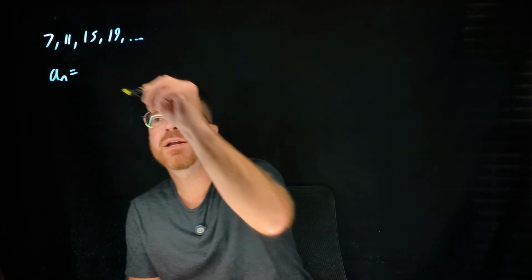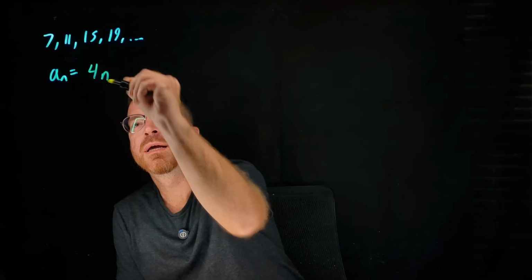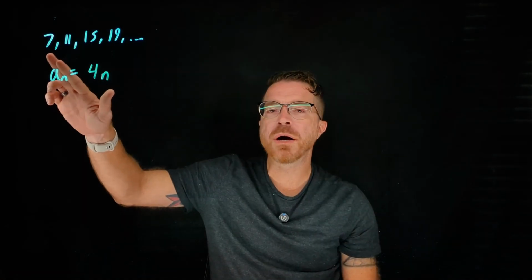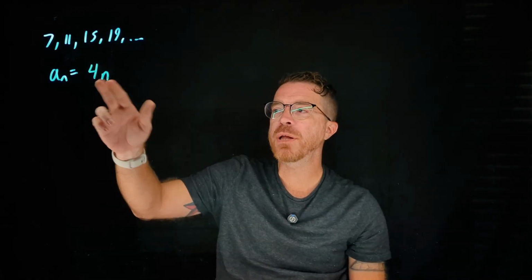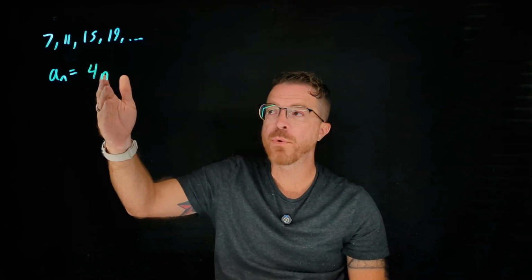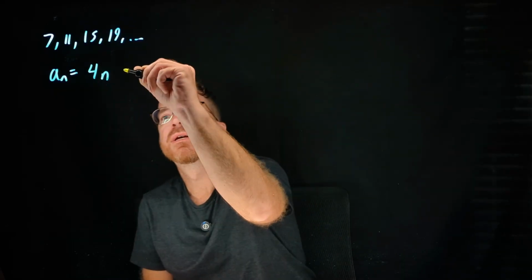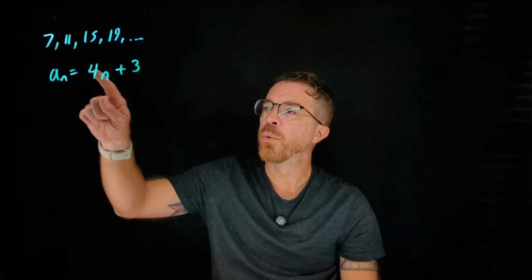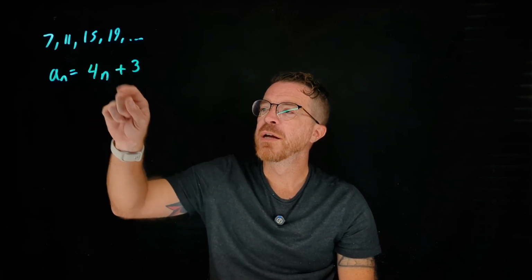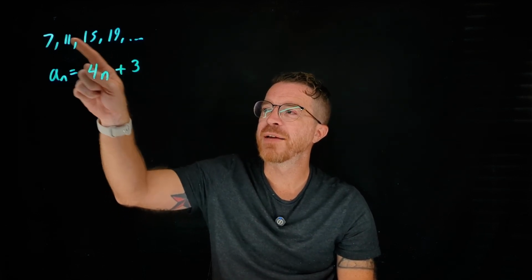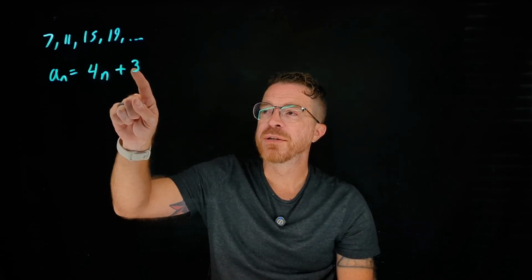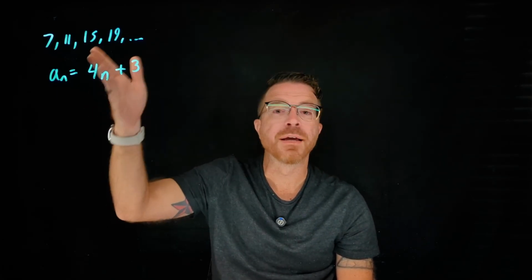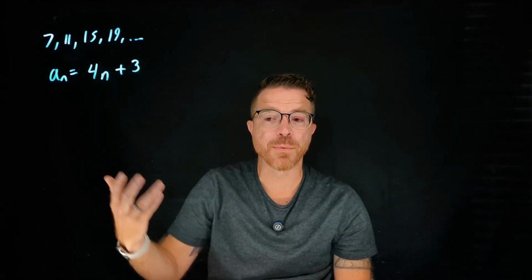So this means that I know that every step of the way, I should be going up by a factor of 4. And then I need to figure out, well, what would cause me to start at 7? So if I plug in 1 here, 1 times 4 is going to give me 4, plus what makes this 7? So this would be 4n plus 3. And then if we just check our numbers, 1 times 4 is 4, 5, 6, 7. 2 times 4 is 8, 9, 10, 11. 3 times 4 is 12, 13, 14, 15. 4 times 4 is 16, 17, 18, 19. And this seems to fit the sequence for the numbers that we have.